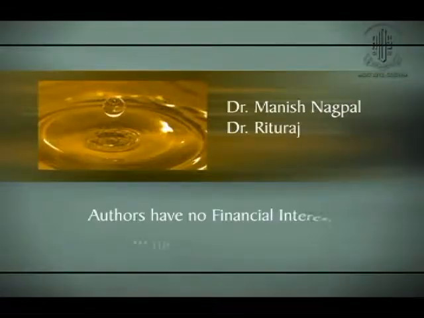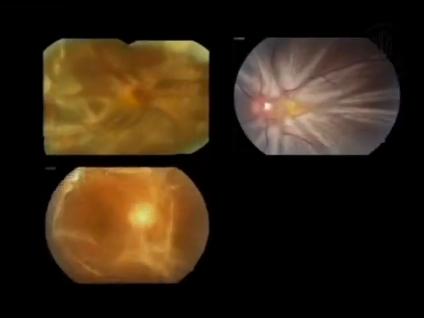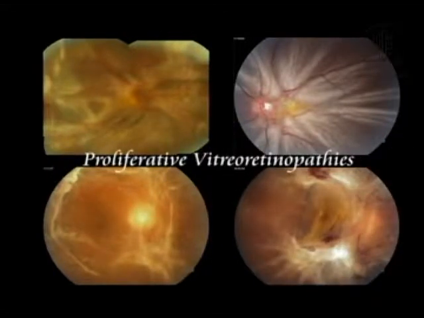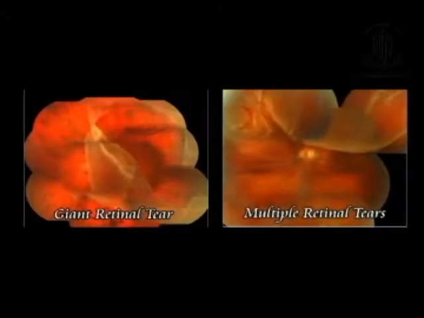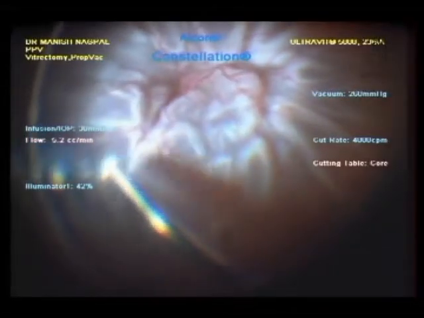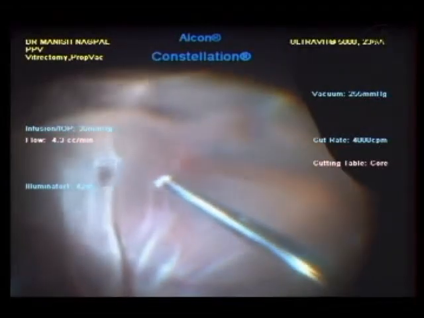Silicone oil is used frequently in the management of complex retinal detachments with proliferative vitreoretinopathy, giant retinal tears and multiple tears. For a typical surgery for PVR, a thorough vitrectomy is carried out. Peripheral vitreous cleanup is meticulously done.